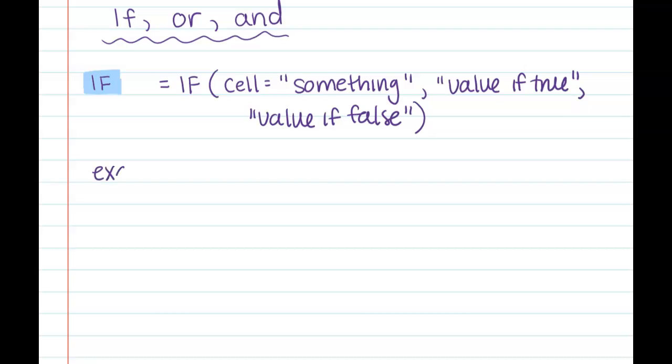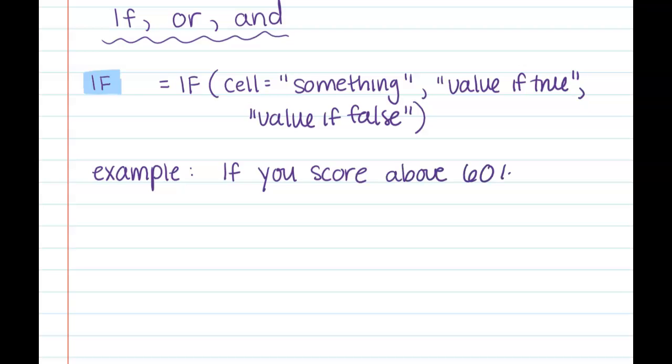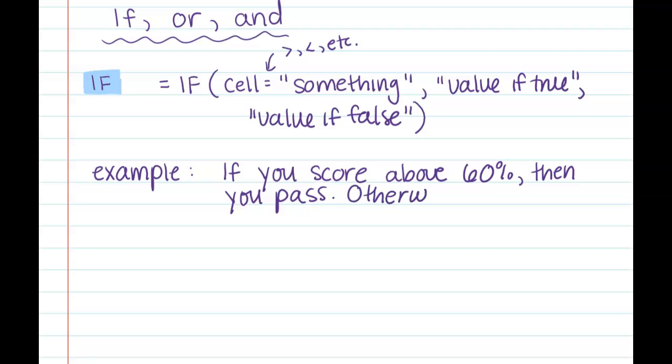So for example, let's say if you score above 60%. This is a good time to point out that this equal sign here could be greater than, could be less than, etc. So if you score above 60%, then you pass. Otherwise, you fail.